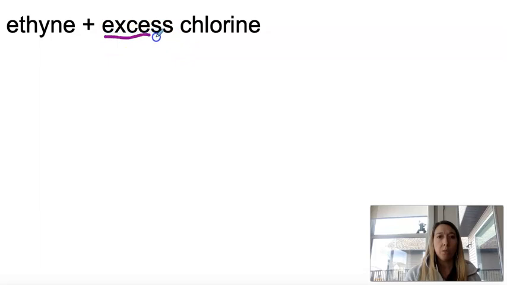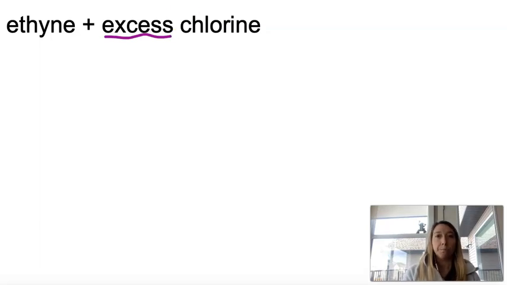So here you'll notice the word excess is used. And excess means I have as much of it as I want. So whenever I see the word excess, that means that I'm going to be able to take that alkyne all the way down to an alkane. If it said that I had a limited amount, then I'm only going to be able to take the triple bond to a double. So I'm just going to turn that alkyne into an alkene.